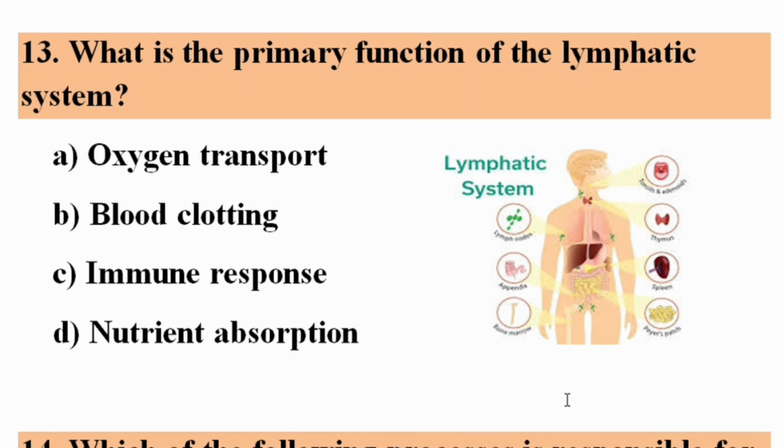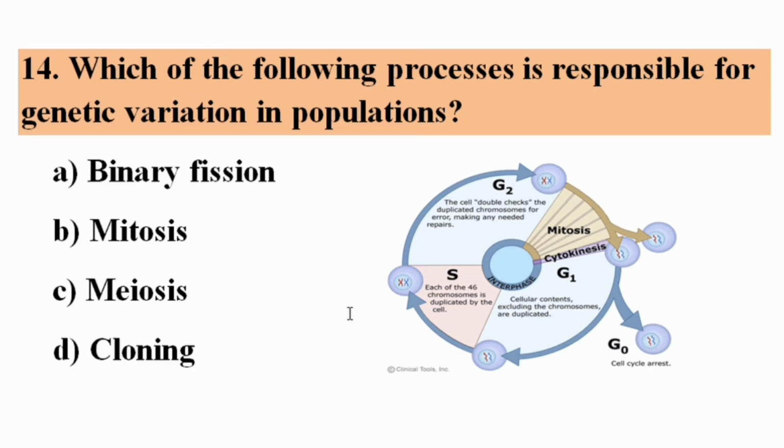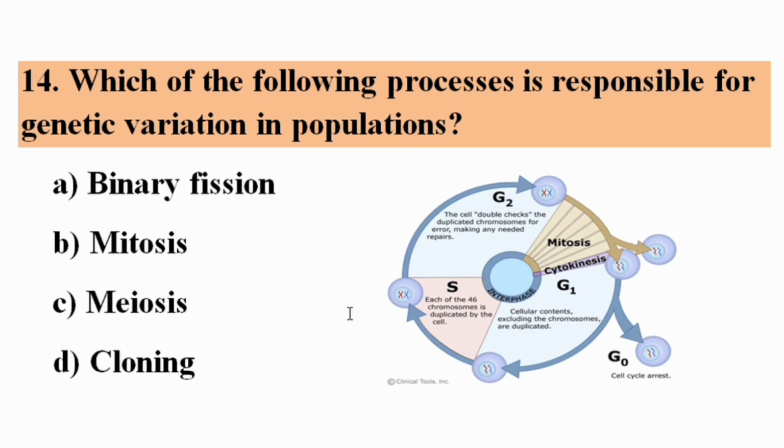What is the primary function of the lymphatic system? The primary function of the lymphatic system is immune response. The right option is Charlie. Which of the following processes is responsible for genetic variation in populations?